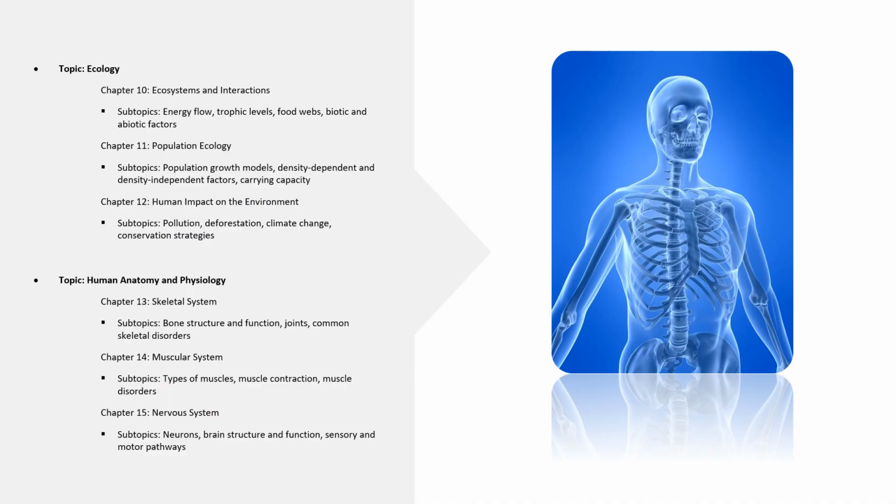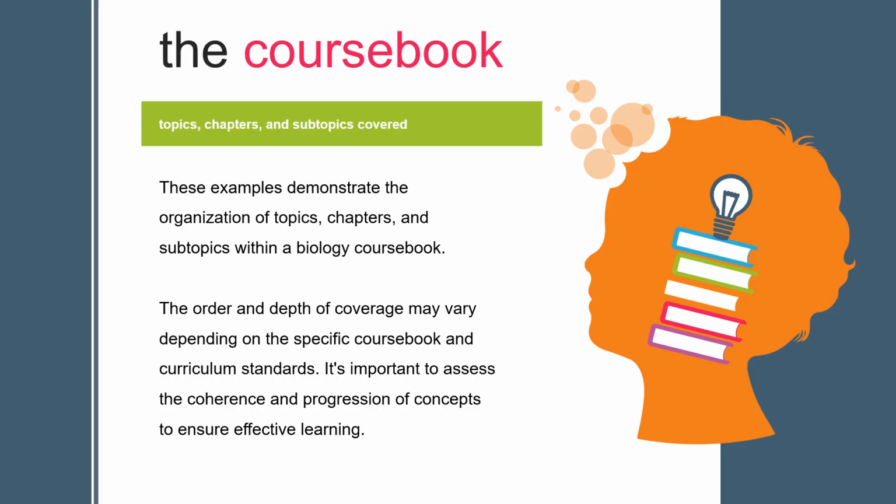Here are some more examples. These examples demonstrate the organization of topics, chapters, and subtopics within a biology coursebook. The order and depth of coverage may vary depending on the specific coursebook and curriculum standards. It's important to assess the coherence and progression of concepts to ensure effective learning.